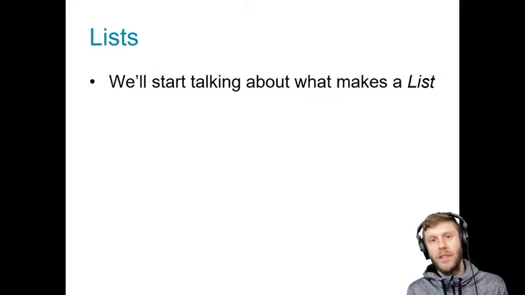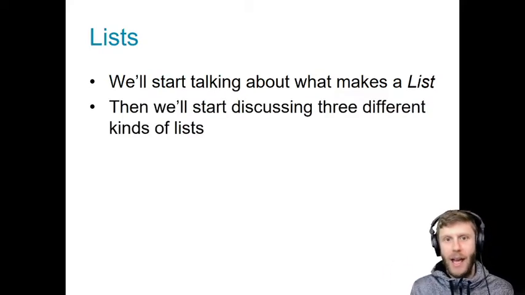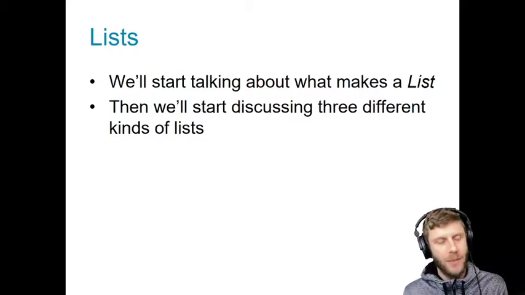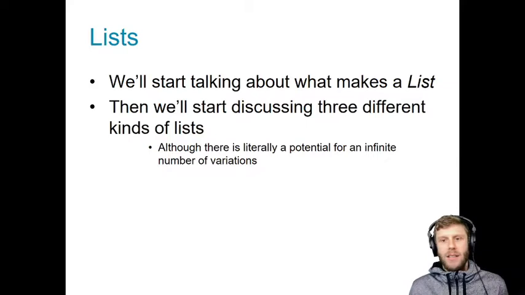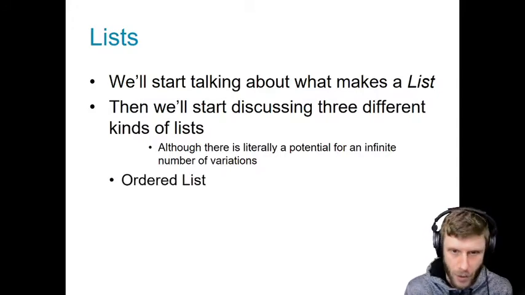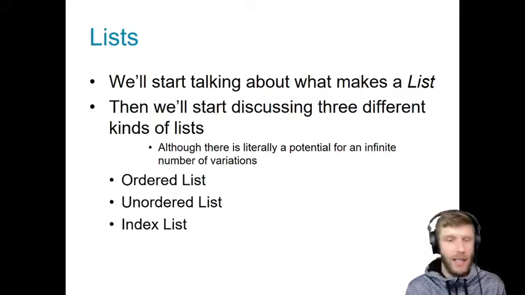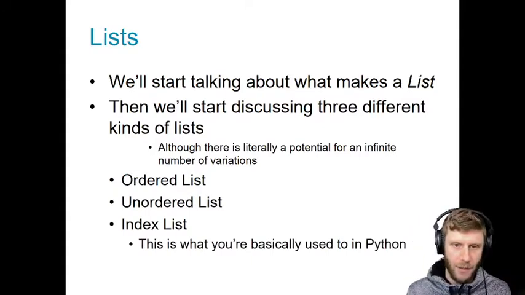So we'll talk about what makes a list, and then we'll start talking about different specific types of lists. But there's literally potential for an infinite number of implementations and an infinite number of variations of those things, but we'll talk about a couple of easy popular ones, namely ordered list, unordered list, and an index list. And an index list, this is what you're used to in Python.